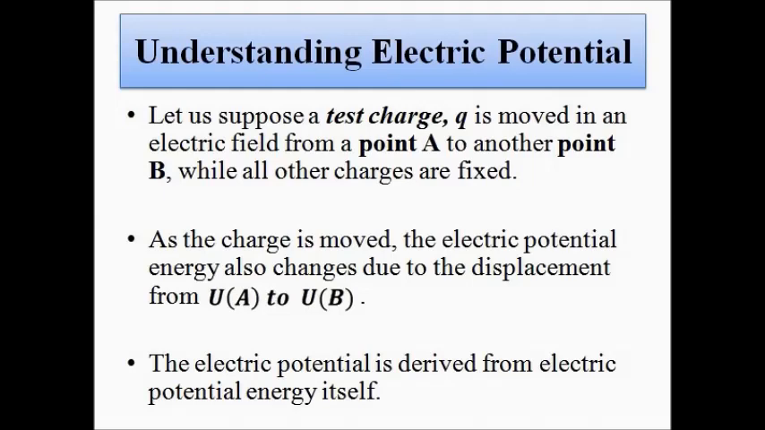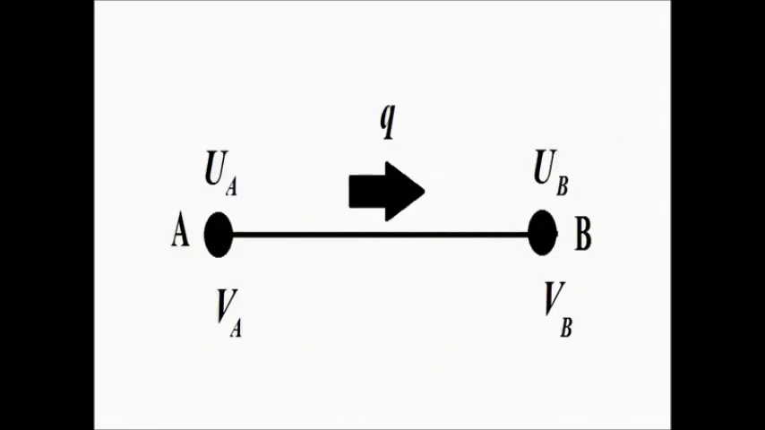So again we will consider a two charge system. Let us say we have a system where we try to move a test charge from point A to B in the presence of an electric field subjected by another charge. And let us say it has a potential energy U subscript A at point A, and it has a final potential energy U subscript B when it reaches B. As it moves from A to B, there is a change in the potential energy from UA to UB.